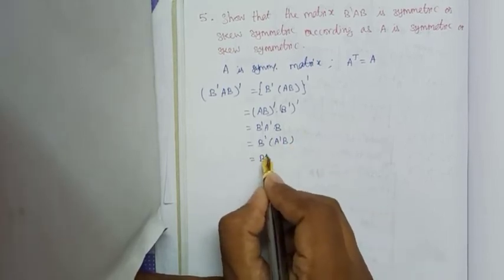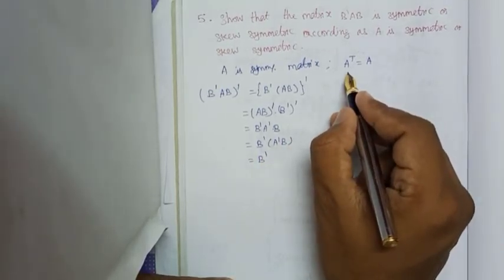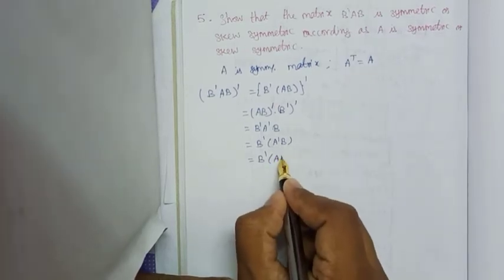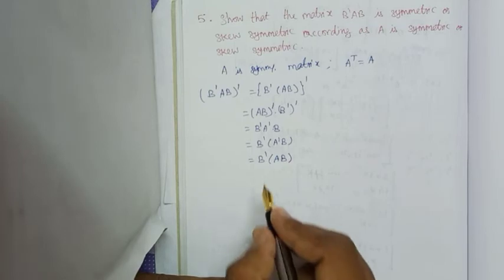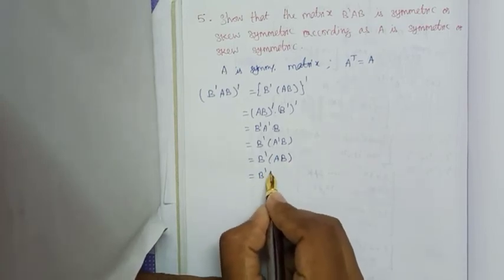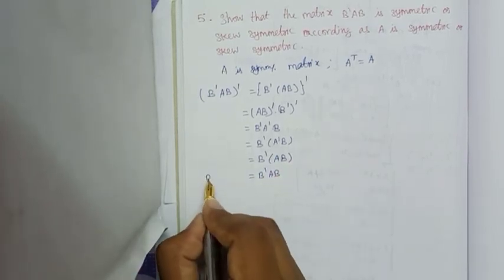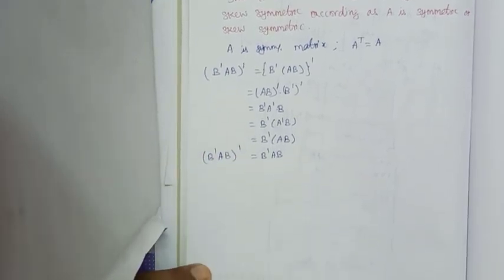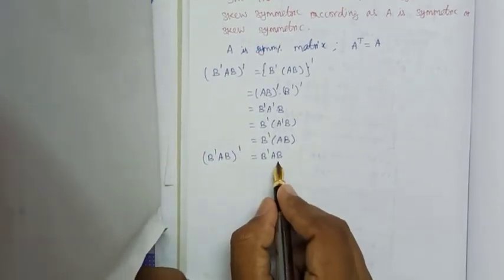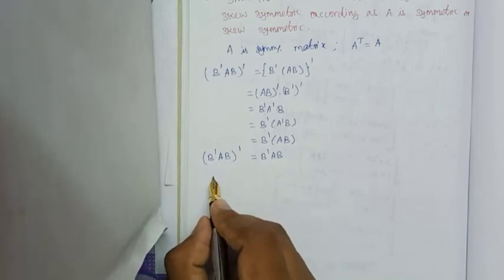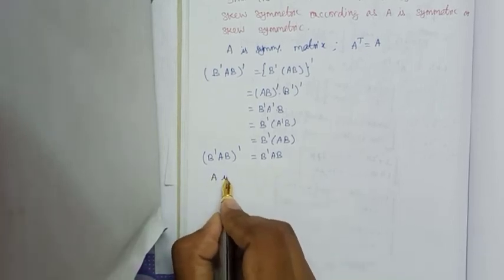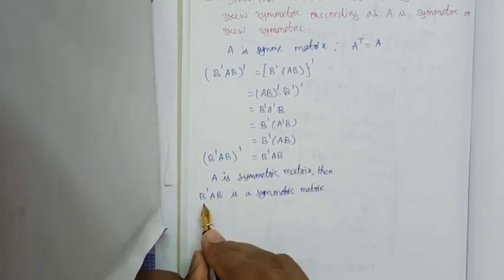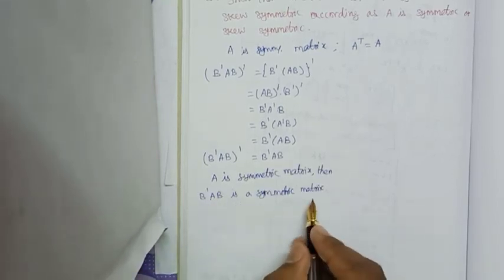Here we are applying the result. A is a symmetric matrix. So A transpose equal to A. So we replace A transpose by A. So we get B transpose into AB. Here left hand side is B transpose into AB whole transpose, which is equal to B transpose into AB. Therefore, this A is symmetric matrix. So then B transpose AB is a symmetric matrix.